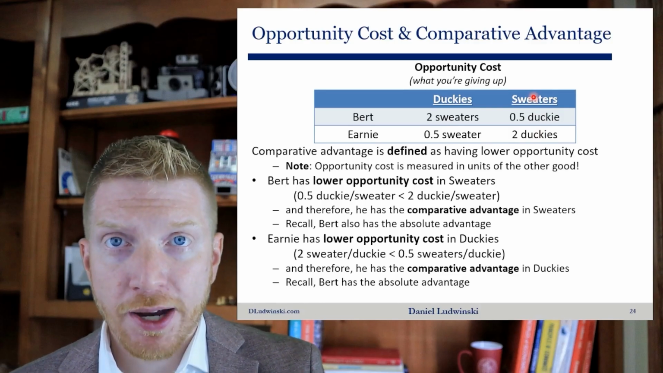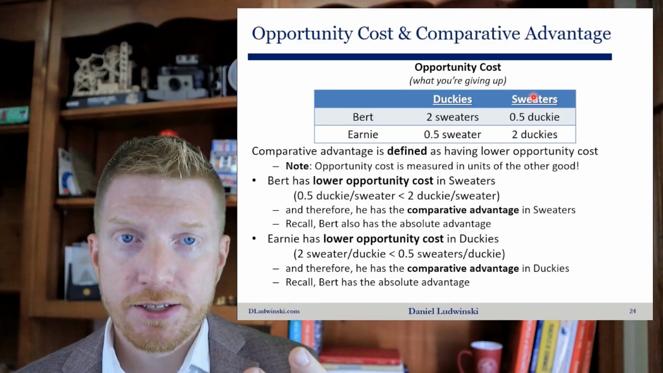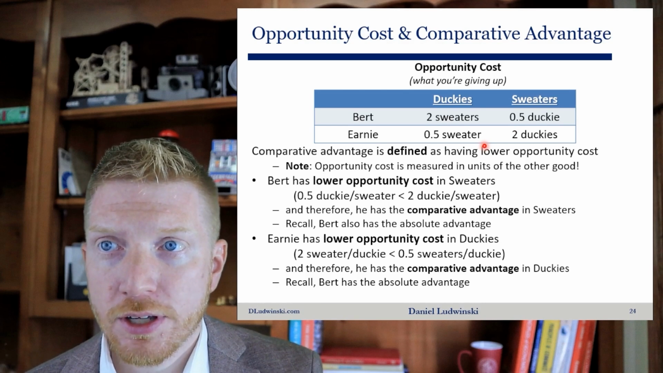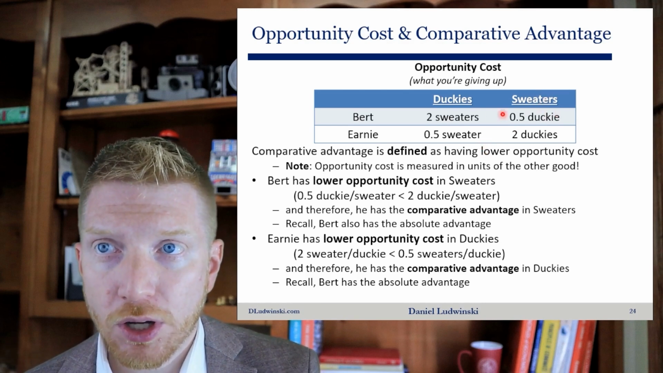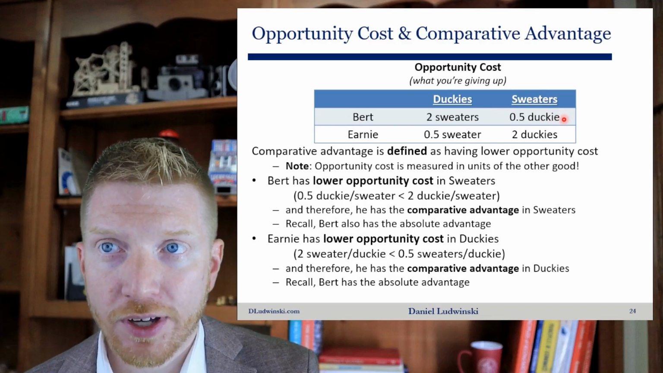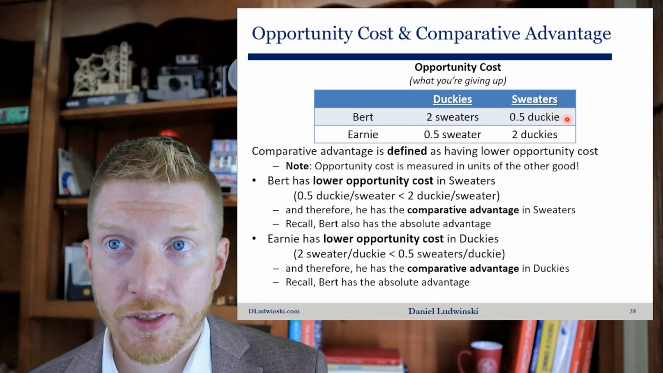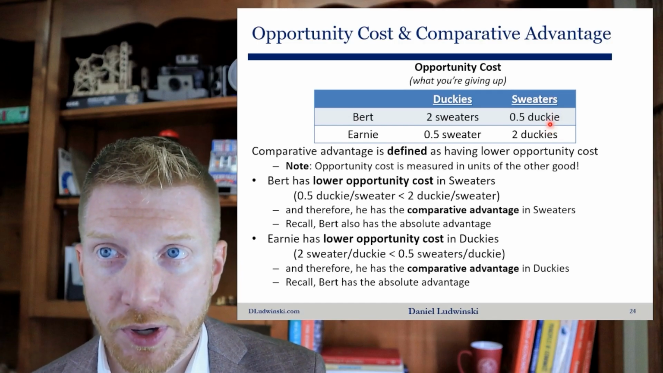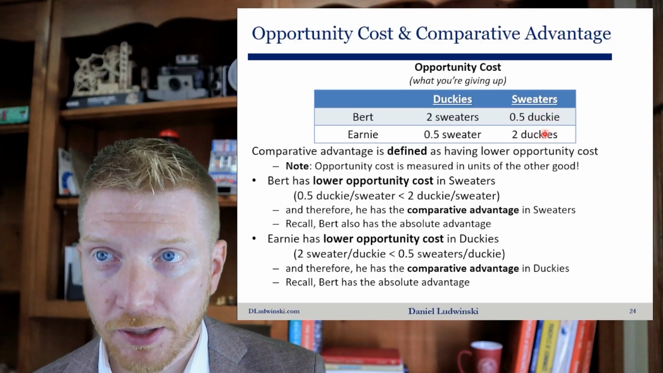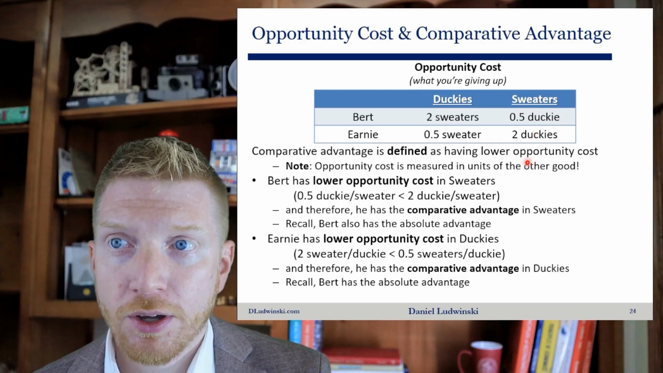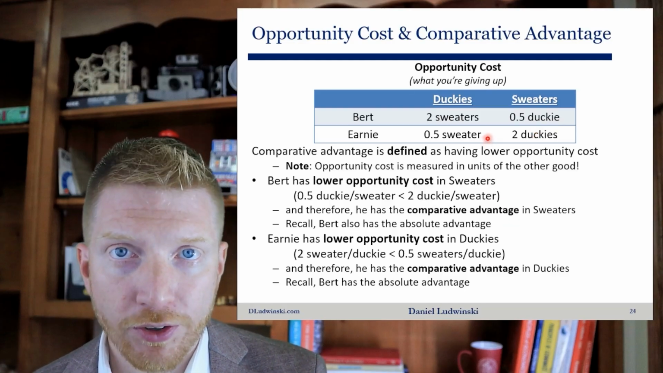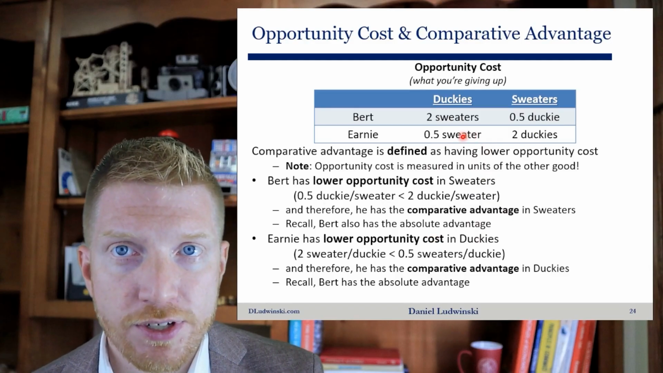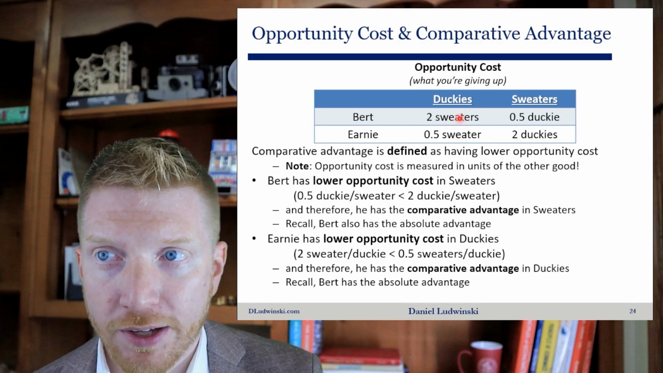When we're thinking about comparative advantage, the question is who's giving up less? What we have to look at is who has the smaller opportunity cost. For sweaters, Bert has the lower opportunity cost. He's only giving up 1/2 a ducky there. And therefore, we say that Bert has the comparative advantage in sweaters. He is giving up less. It's 0.5 versus 2. Ernie has lower opportunity cost in duckies. He is giving up 0.5 sweaters versus the 2 sweaters that Bert gives up.